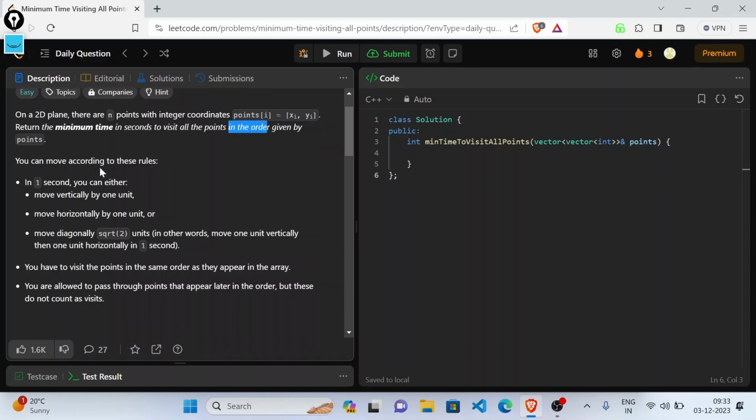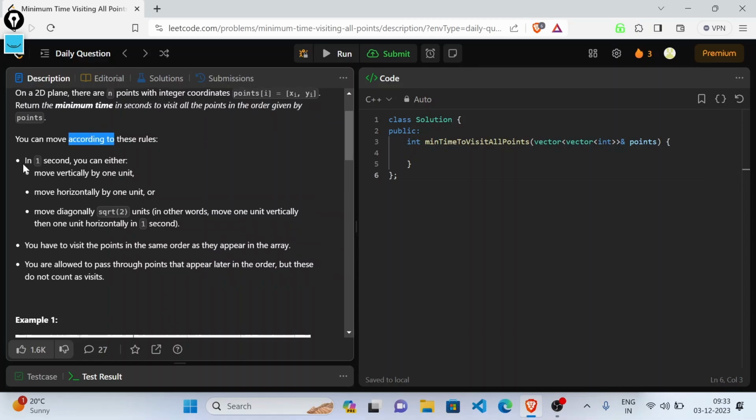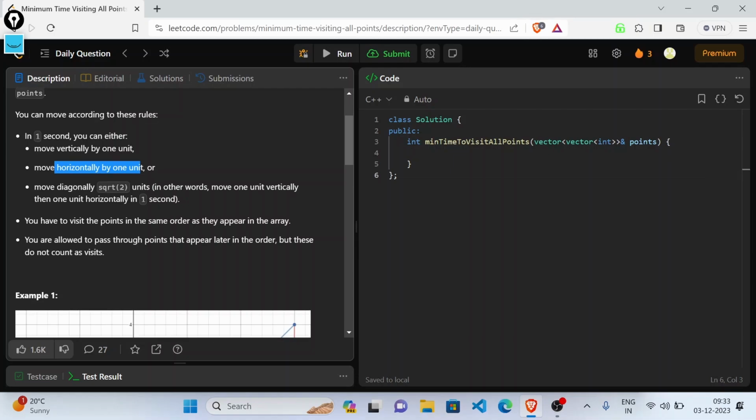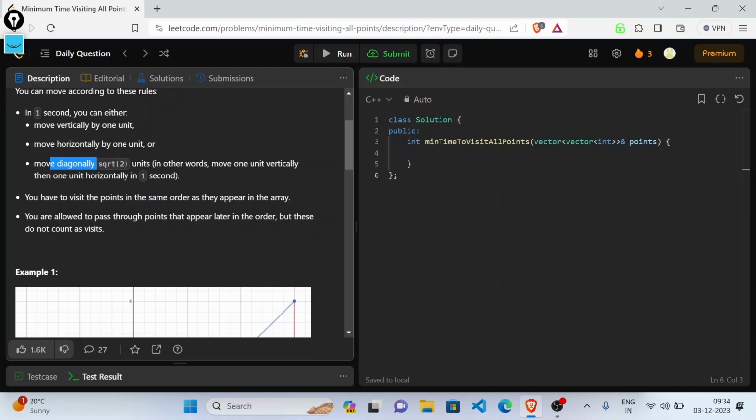Okay. So let's see the rules. In 1 second, you can either move vertically by 1 unit or move horizontally by 1 unit. So we can either move vertically or horizontally, and that will be counted as one move. Or we can move diagonally. So if we move vertically, it will be counted as one move. If we move horizontally, it will be counted as one move. And if we move diagonally, it will also be counted as one move.